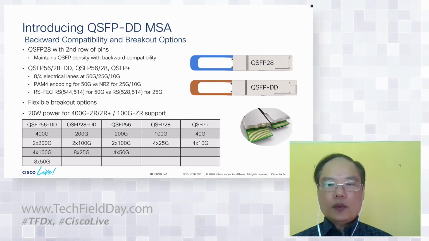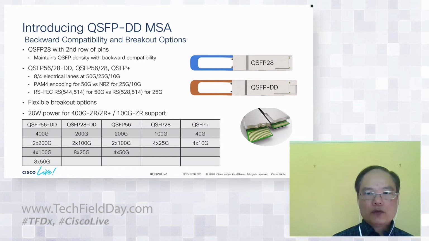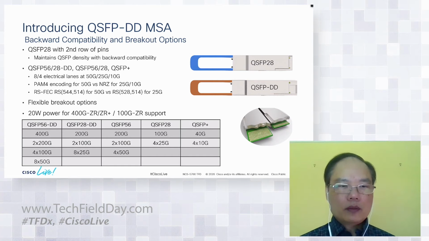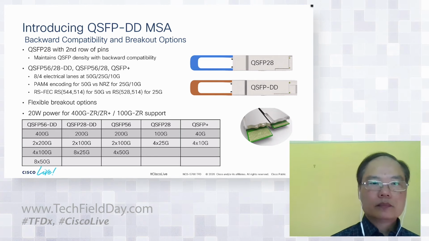Finally, QSFP-DD supports much higher power consumption. So for future optics, which may require power up to 20 watts, such as 400 gig ZR and ZR Plus coherent optics, and the 100 gig ZR support.